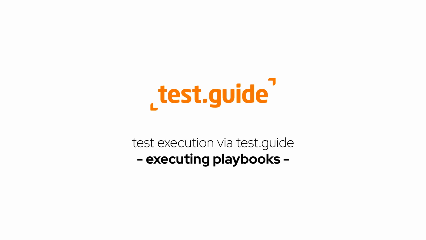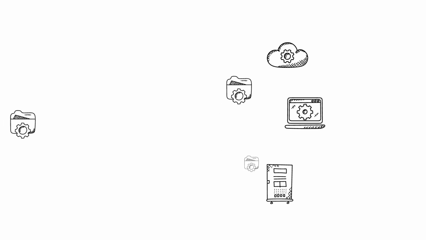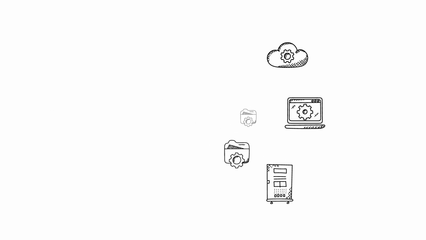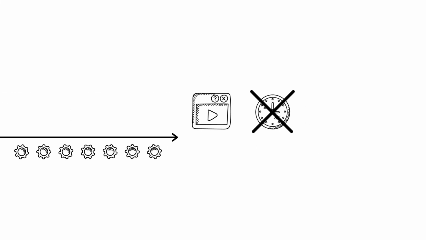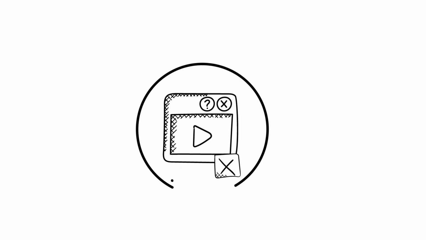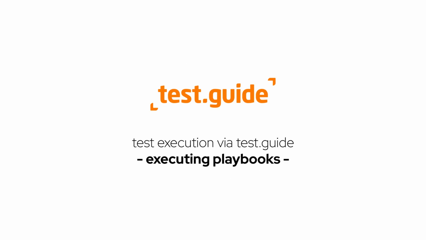Today you learned something about the various options when executing a playbook in test guide. You now know how to distribute your test cases across multiple test resources, how to create and edit scheduled test executions, how to automatically abort test executions which did not begin in time, and how to automatically retry failed test executions. You may also have a look into our other advanced videos about automated test execution with test guide.